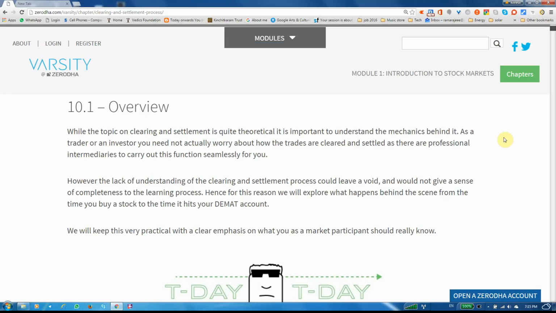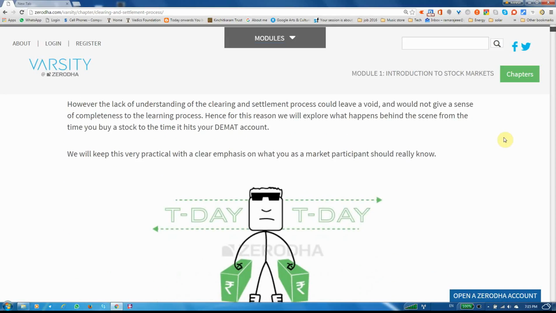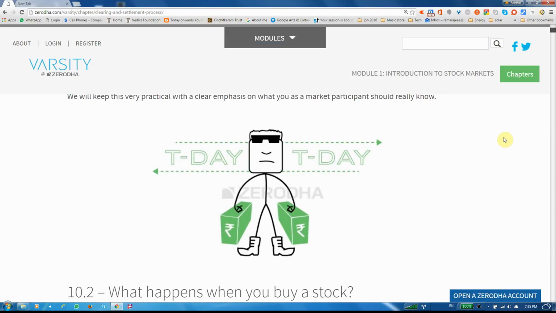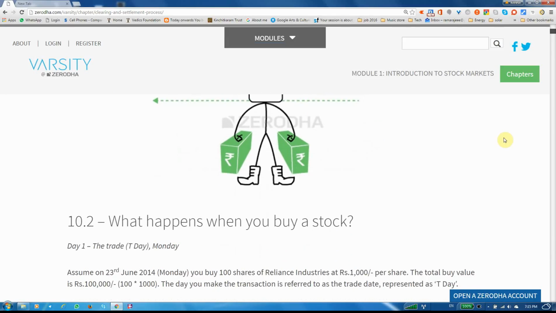Hence, for this reason, we will explore what happens behind the scenes from the time you buy a stock to the time it hits your Demat account. We will keep this very practical with a clear emphasis on what you as a market participant should really know.